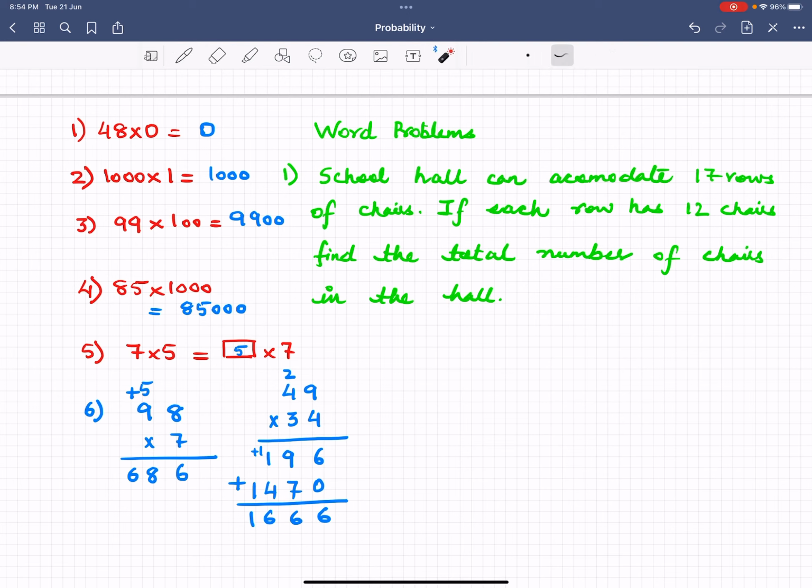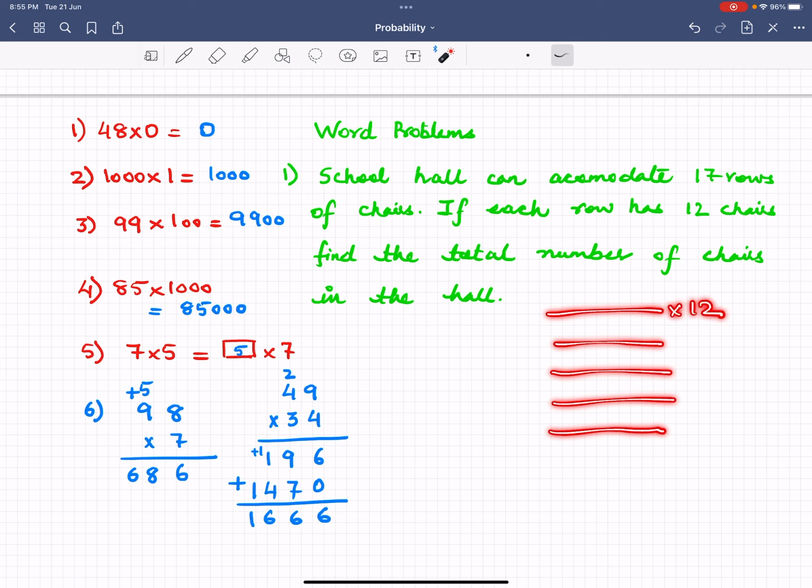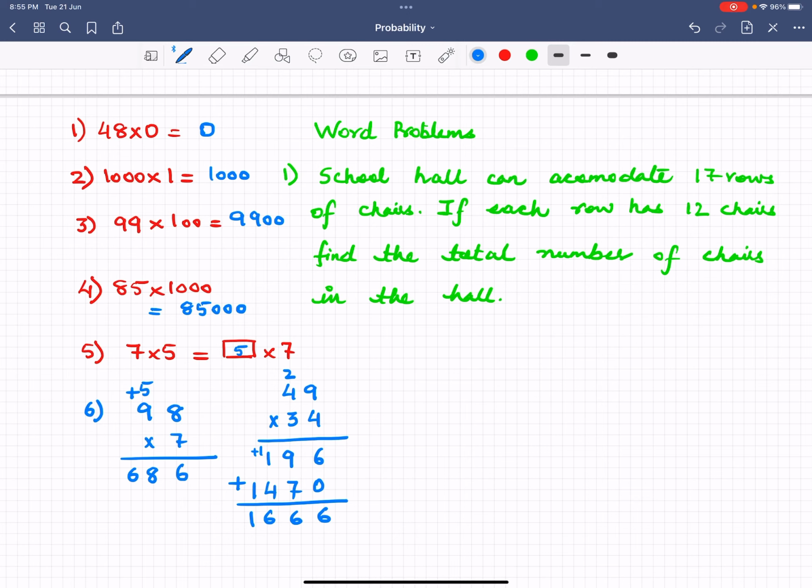To conclude multiplication, I also have a word problem here on multiplication. This is a typical word problem that generally comes in exams to test multiplication. So a school hall can accommodate 17 rows of chairs. If each row has 12 chairs, find the total number of chairs. So you have 17 rows, alright, but in each row you have 12 chairs. So how can we find the total number of chairs? We will multiply 17 by 12.